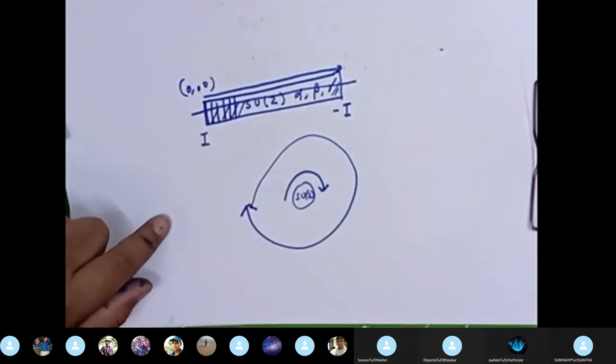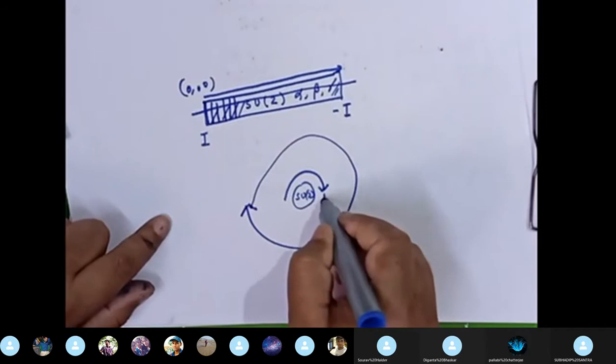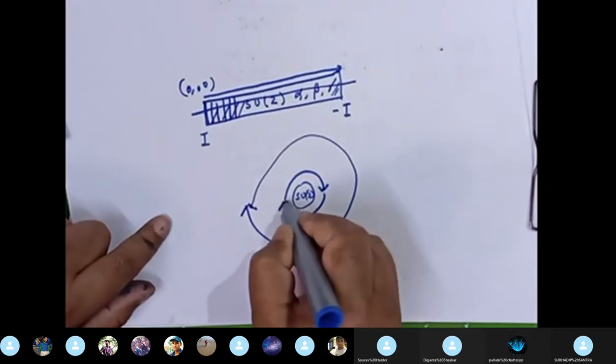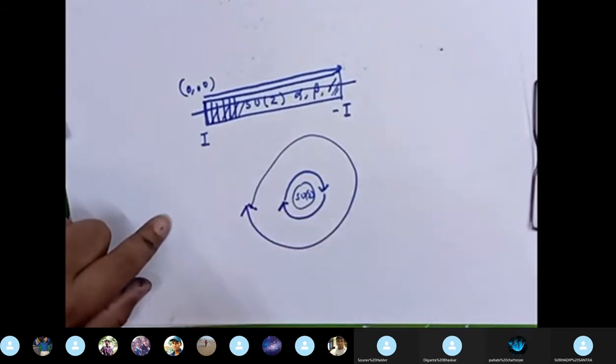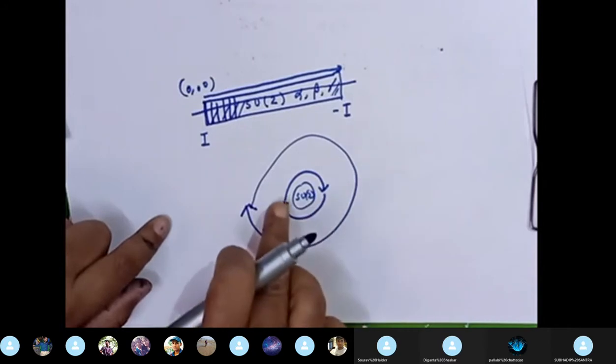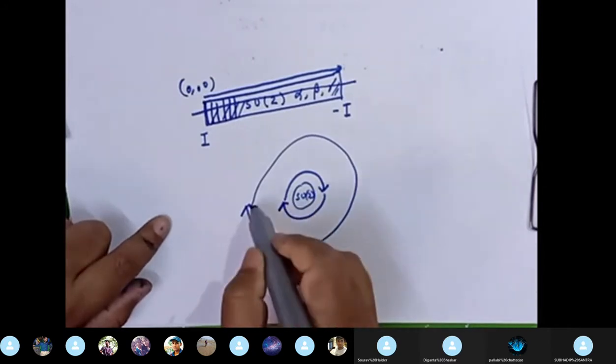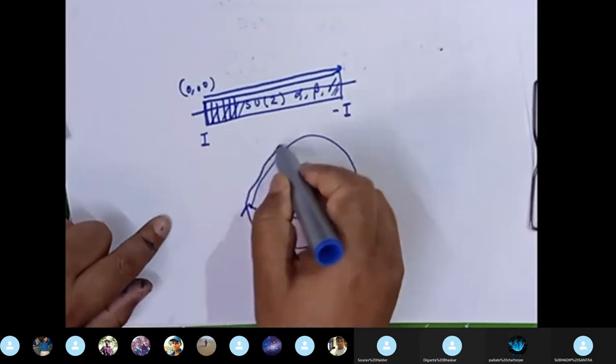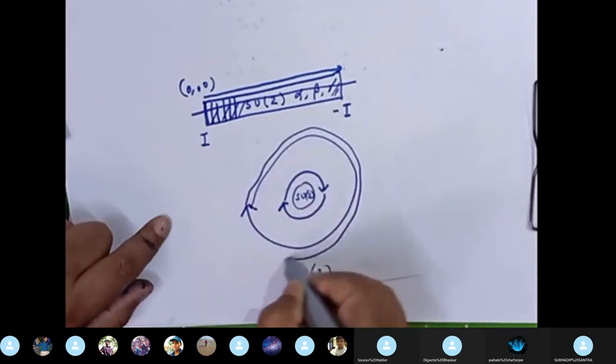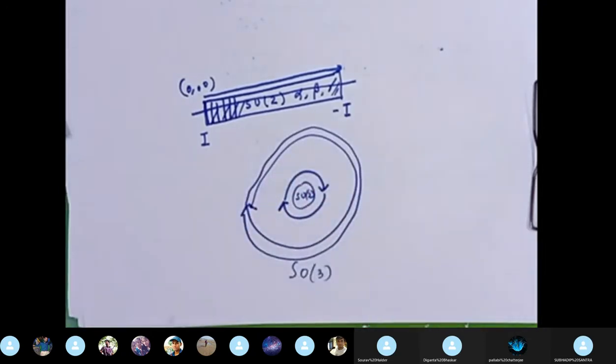Okay. Now you move from this to this, that is pi to 2 pi, so that the rest of the elements of SU2 are generated. And what will happen? The SO3 group will again be generated. Clear?